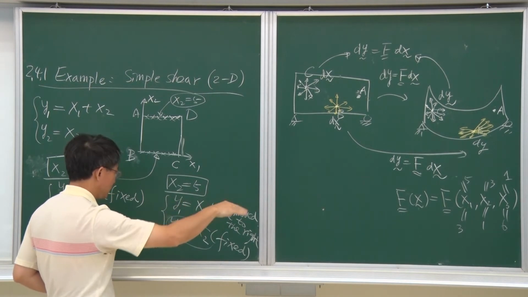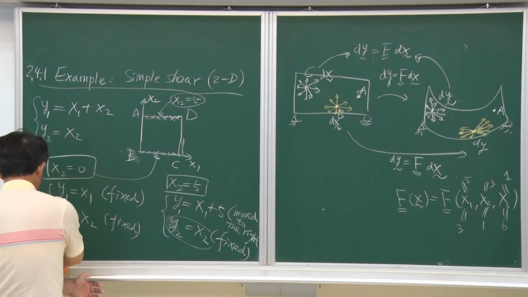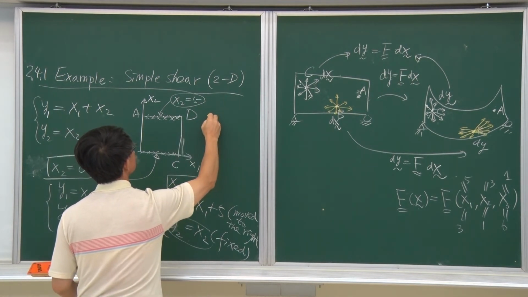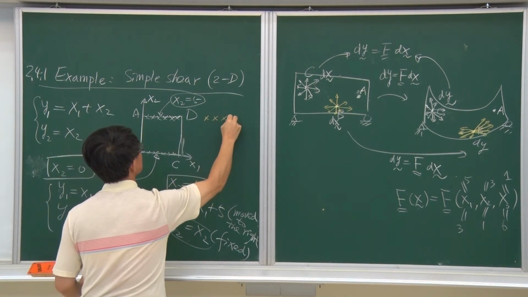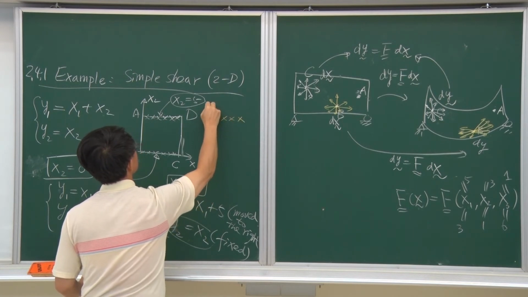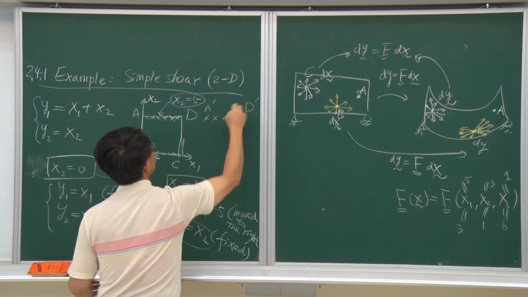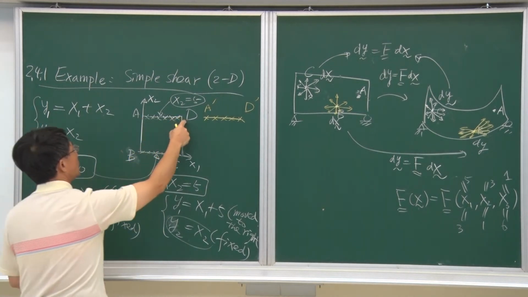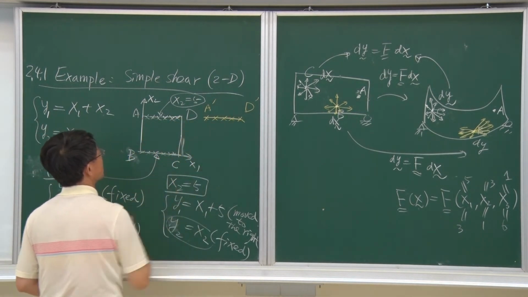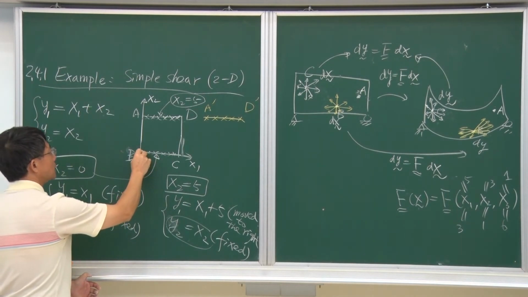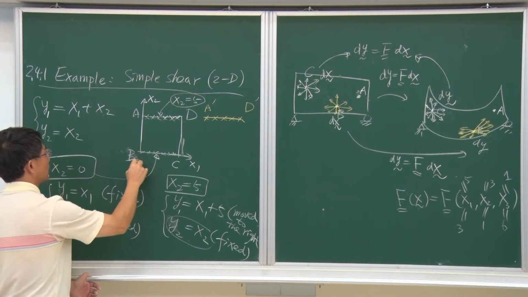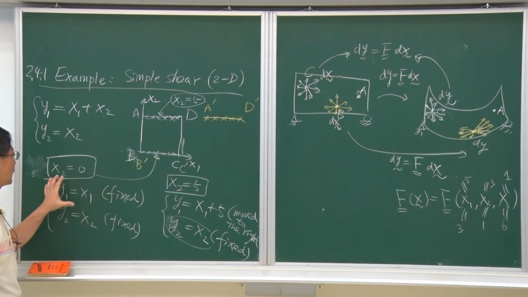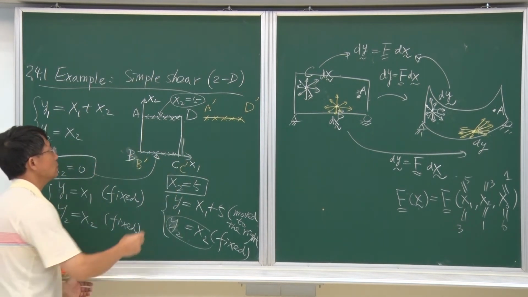It will be deformed like this. This material line AD will be deformed into this material line, and BC won't change because it is fixed. So here it is fixed. This material line is fixed.